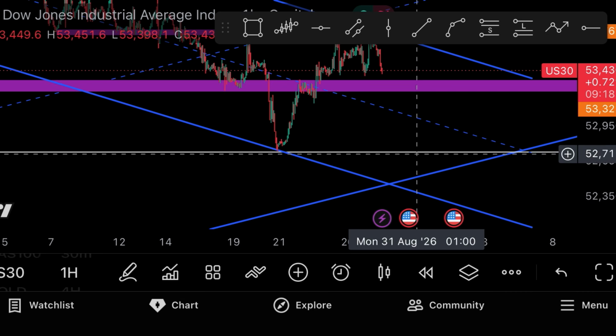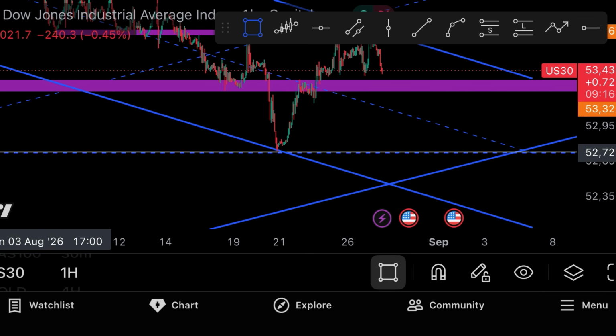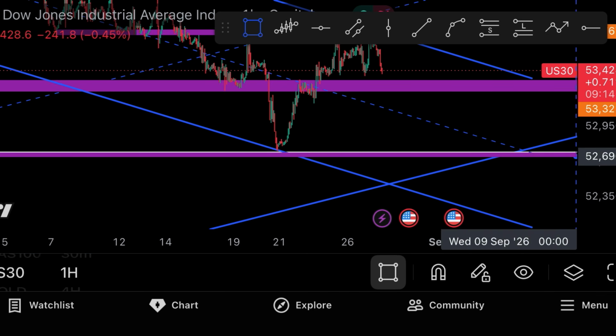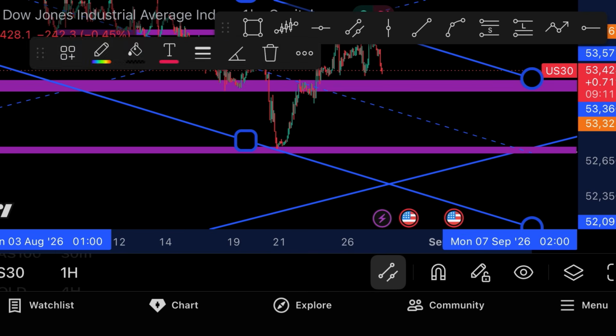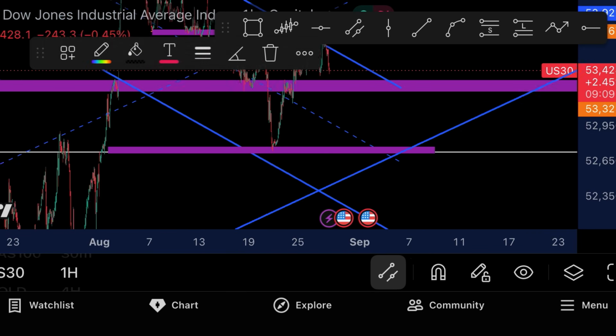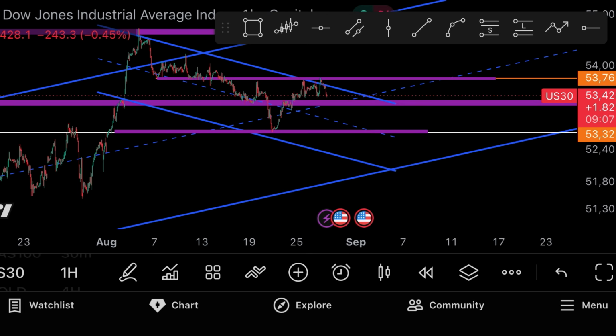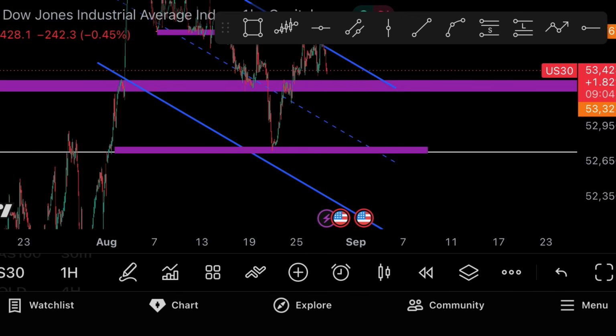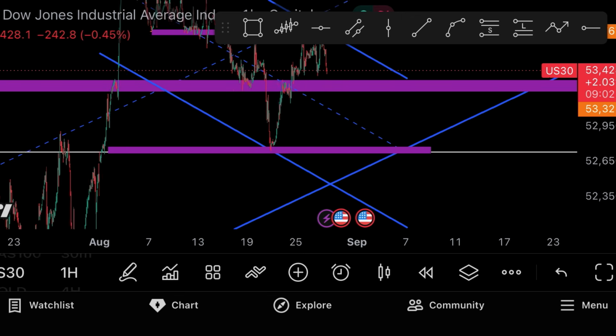Down here, guys. Let me just draw our support right here. This might be a support that will give us the take profit. You understand? So let's just do that.